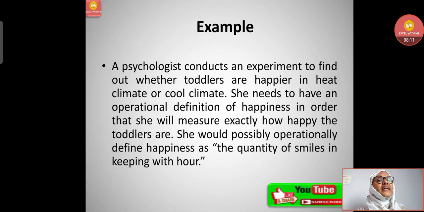Now, let's see the example. A psychologist conducts an experiment to find out whether toddlers are happier in hot climate or cool climate. Then that psychologist needs to have an operational definition of happiness. First, she should understand the main meaning of happiness in order to measure exactly how happy the toddlers are. She would possibly operationally define happiness as the number of smiles per hour. This is the operational definition of happiness. The number of smiles those toddlers give per hour, that she will measure to know in hot climate and cool climate how happier those toddlers are.